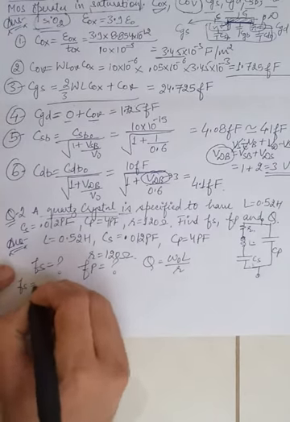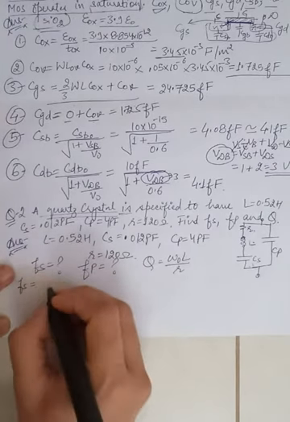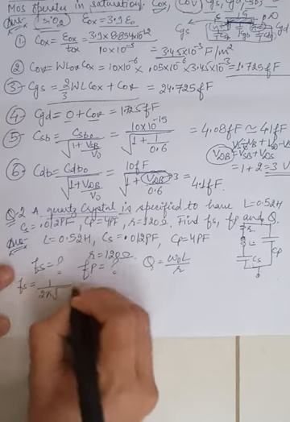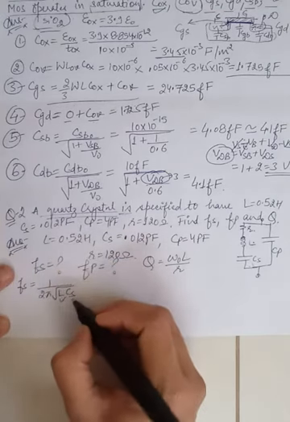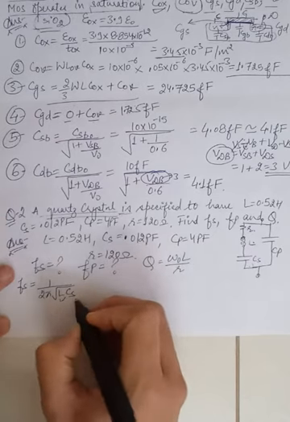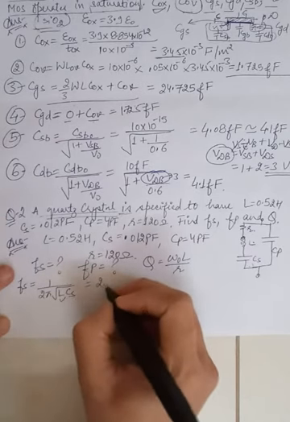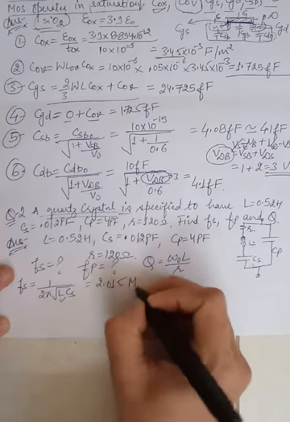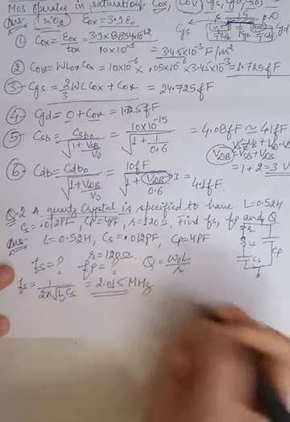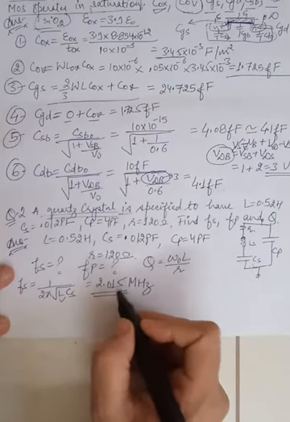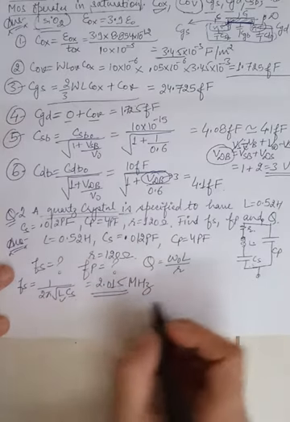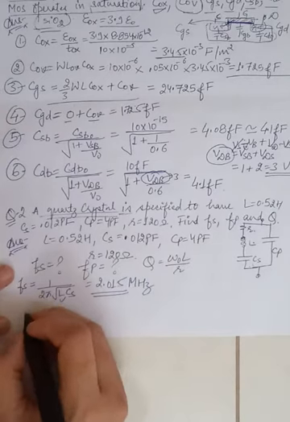Fs is nothing but, we already know the formula, 1 upon 2 pi root L Cs. Put the value of L as 0.52, Cs as 0.012 pico. When you substitute, you'll get near about 2.015 megahertz. You can get near about that, some 1.8 or 2.02 megahertz. I've written this, I got this value.